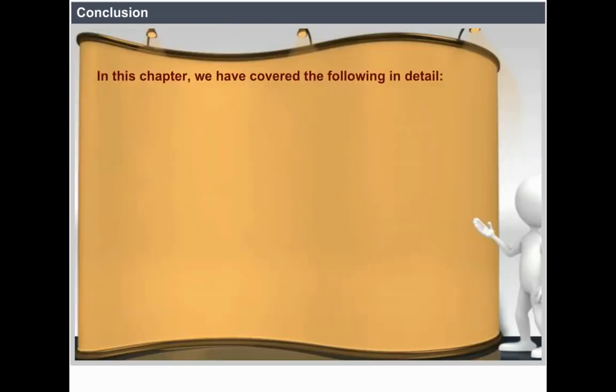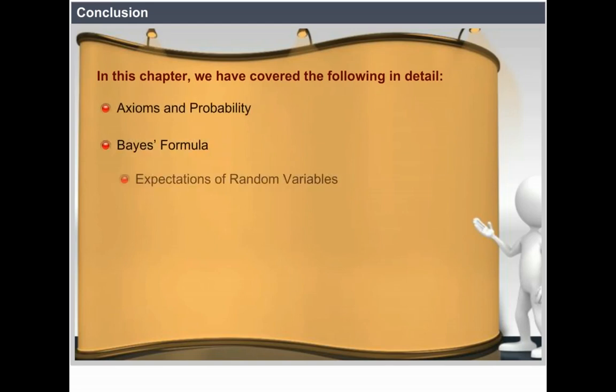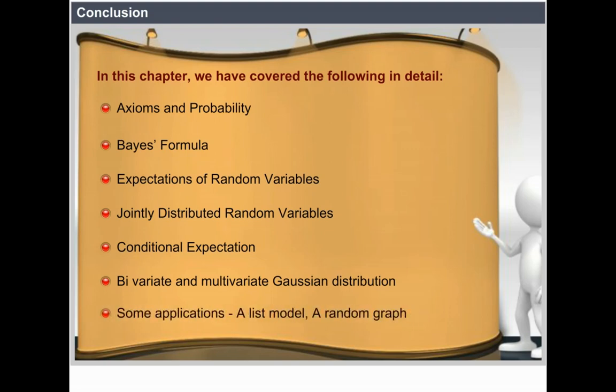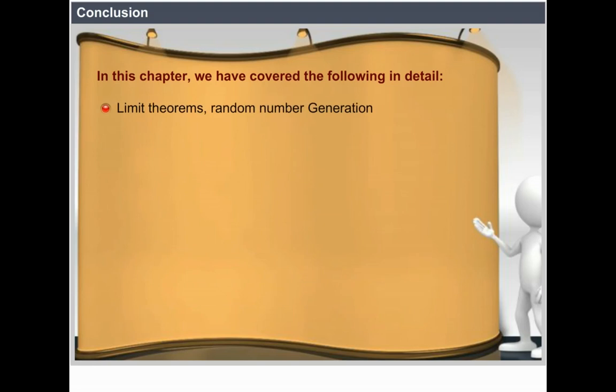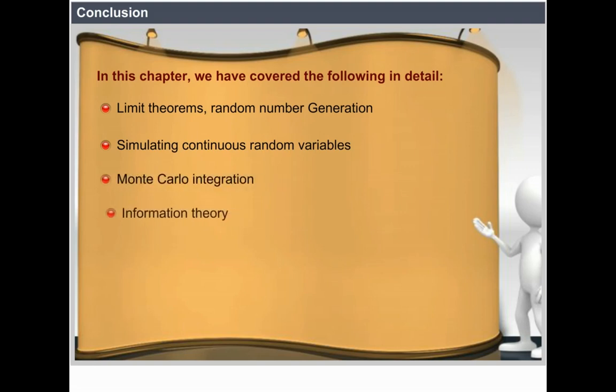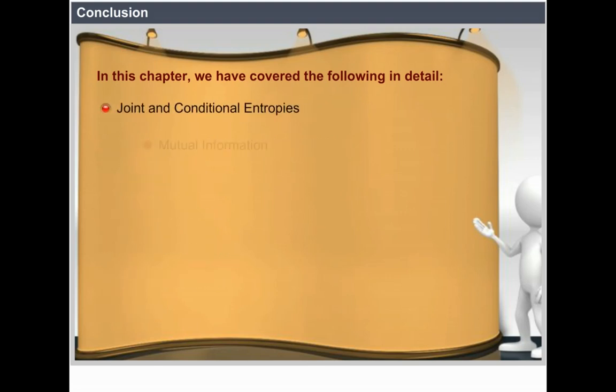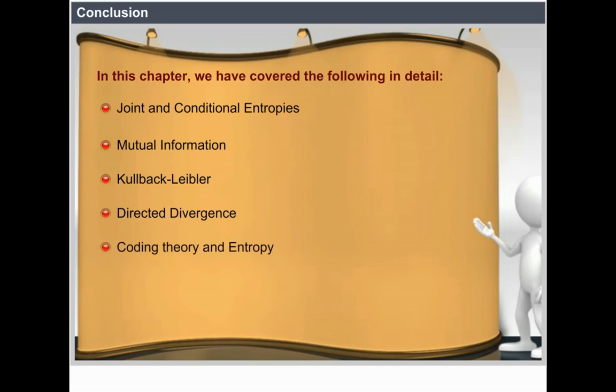Conclusion. In this chapter we have covered the following in detail. Axioms of probability, Bayes formula, expectations of random variables, jointly distributed random variables, conditional expectation, bivariate and multivariate Gaussian distribution, some applications, a list model, a random graph, limit theorems, random number generation, simulating continuous random variables, Monte Carlo integration, information theory, measure of uncertainty, Shannon's measure, entropy, joint and conditional entropies, mutual information, Kullback-Leibler directed divergence, coding theory and entropy.